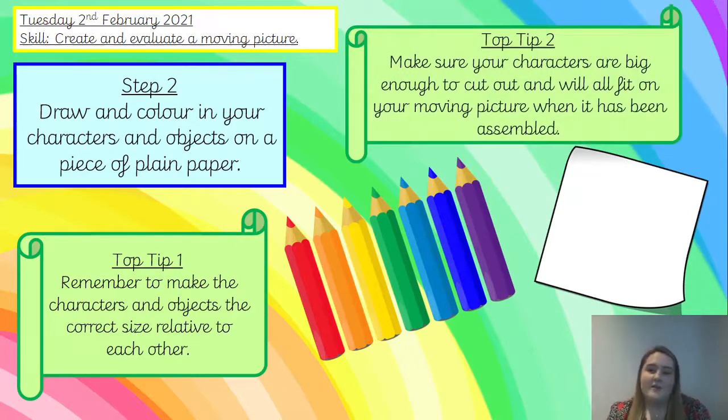Top tip number 2 then, make sure your characters are big enough to cut out. Okay, this will really help you when you come to cut out your characters in a moment. Okay, so you really need to make sure you're drawing it at a sensible size that you know you can cut out. You also need to make sure that you will be able to fit all of your characters and your objects onto your moving picture when it's been assembled. Okay, so if your character is half a piece of A4 and you've got 4 or 5 characters, they're not all going to fit on that one background for your moving picture. So I'd like you to pause the video and have a go drawing and colouring your characters now, please.